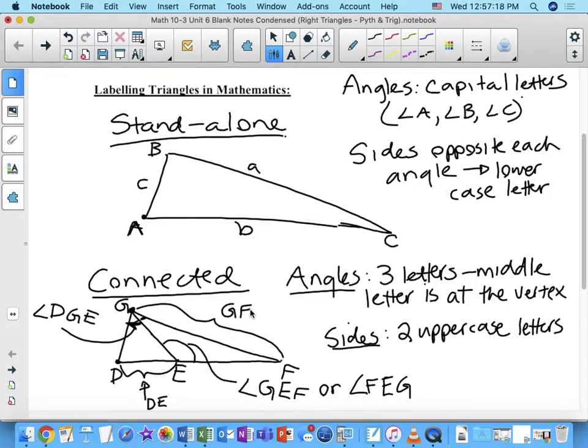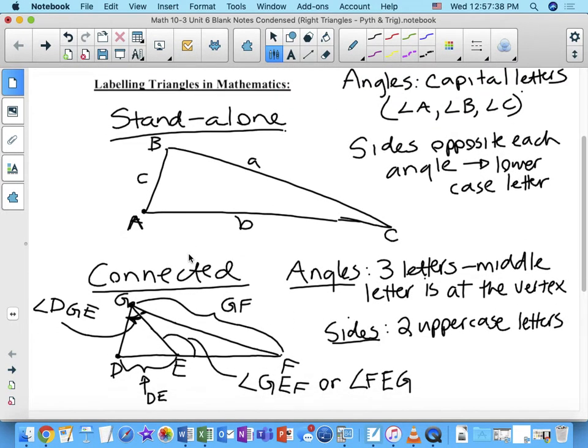Okay? Questions with that? Okay, because I will be referring to angles when they're connected this way, or I'll be referring to sides this way as well, so you need to know what I'm talking about. And this is standard practice in mathematics. All right, now let's actually get into some Pythagoras.